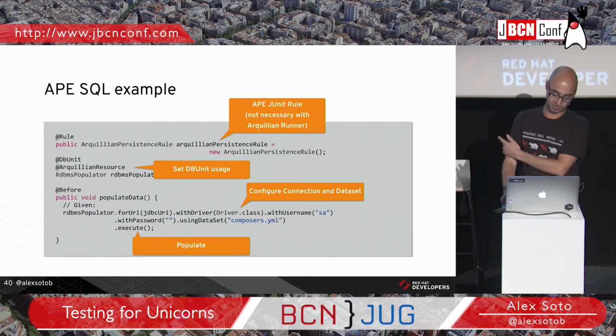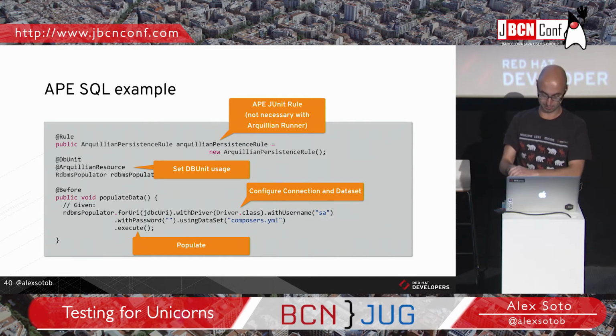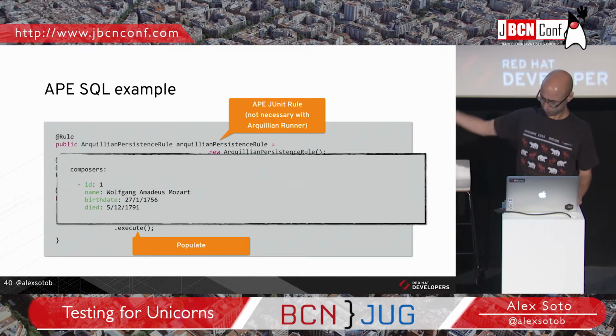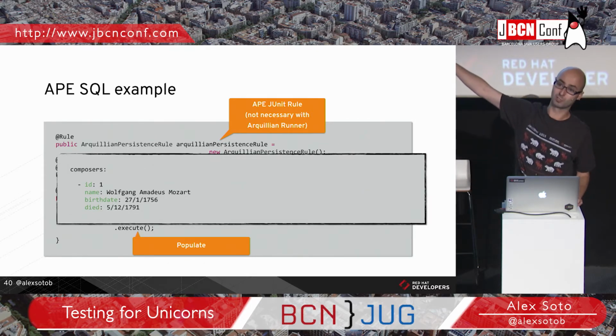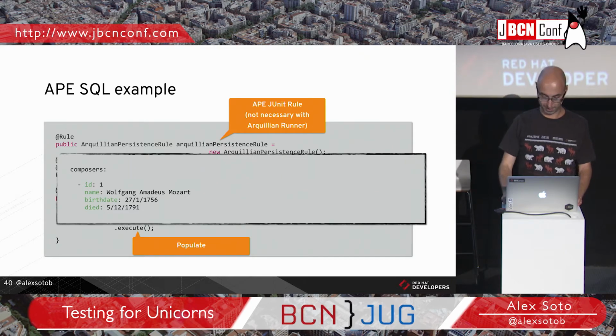This execute method basically reads the composers.yaml and populates all this data inside the database. And in this case, I'm using YAML, but it also supports XML as DBUnit, Excel, JSON, and you can implement your own yourself. And in this test, this is the YAML where you say composers. Composer is the table, and then you set as a property of this YAML file the column: ID 1, name, birth date, and when he died.